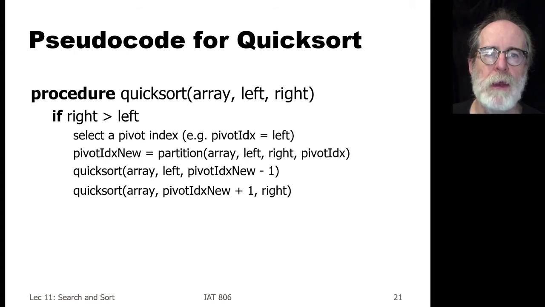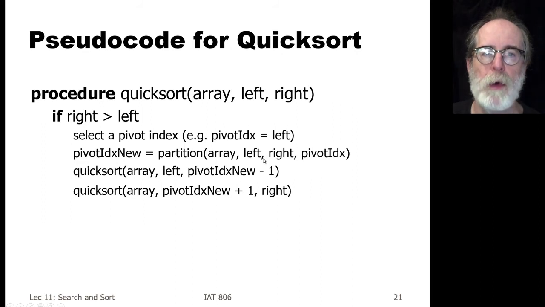You set the pivot index new to be the partition. Now we just showed what the partition was like, where you give it the array, the left and right, and the pivot index that you picked. And what it does is it partitions the array, puts things in order, and returns pivot index new, its purpose being to say this is where the pivot ended up, so that now you can call Quicksort on array, left, pivot index new - 1, and then call Quicksort on array, pivot index new + 1, to the right.